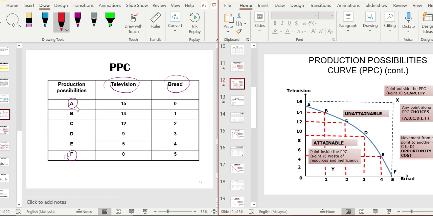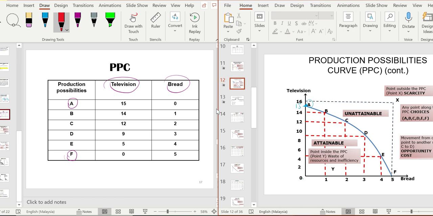Okay, so here from combination A, 15 TV, 0 bread. So you can see here, it's 15 kat sini, 15, and bread is 0. That's why dia labelkan as A. So this is how you plot lah. Kalau you nak try, you boleh dapatkan graph paper and you can try. And for B is 14 and 1. So 14 and 1.